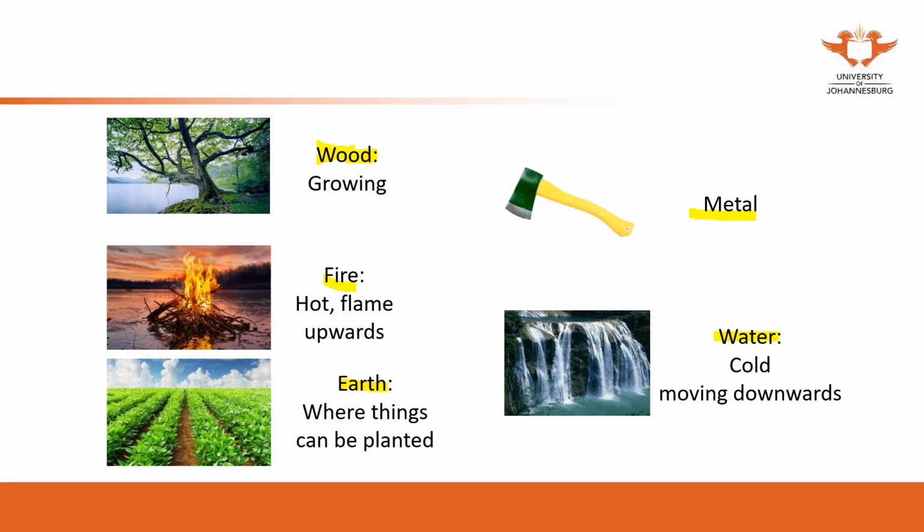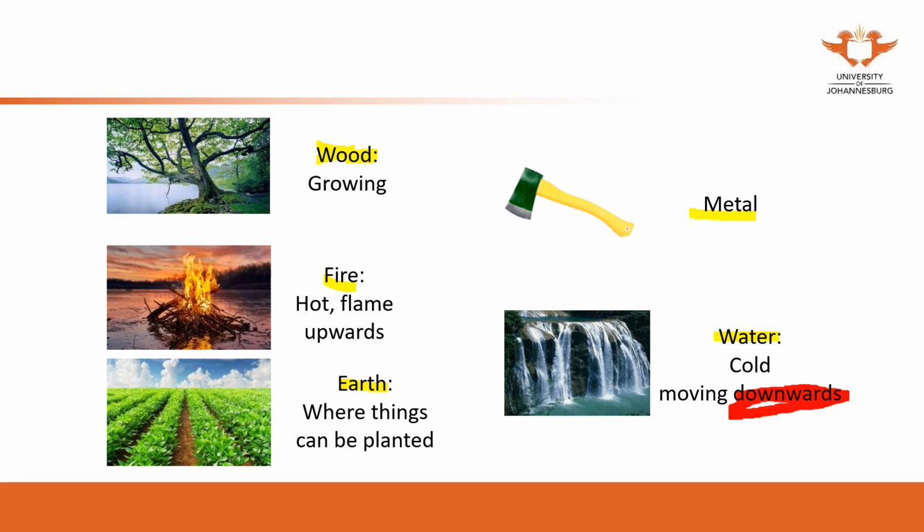Metal. Metal is hard and sharp. So anything which is hard and sharp, we consider as metal. Water. Water is generally cold and moves downwards. So anything that has the character of moving downwards, or a similar character, we put in the category of water.